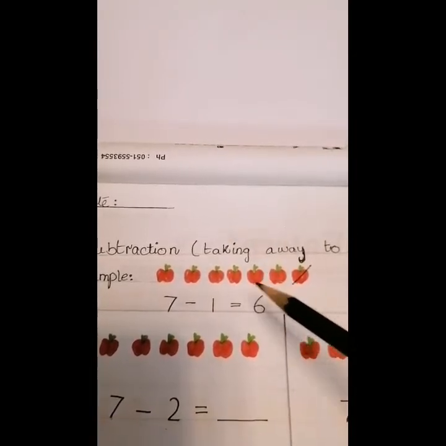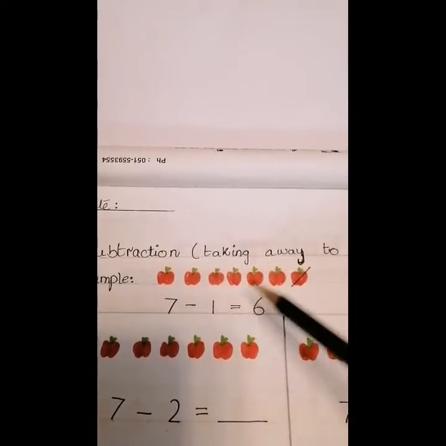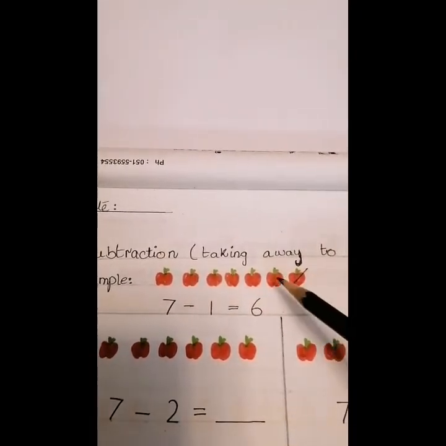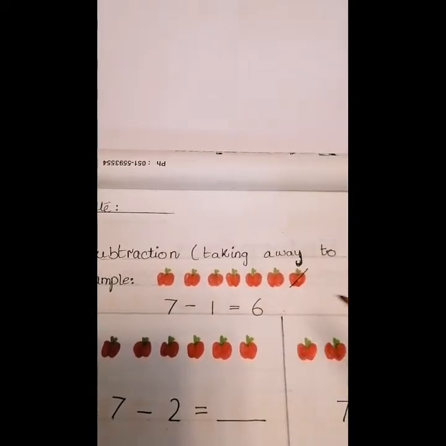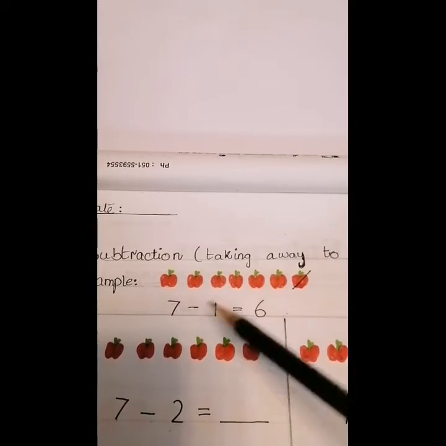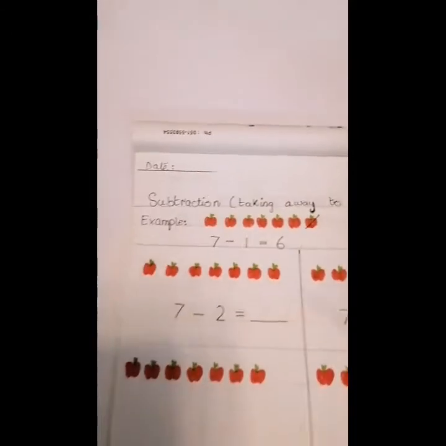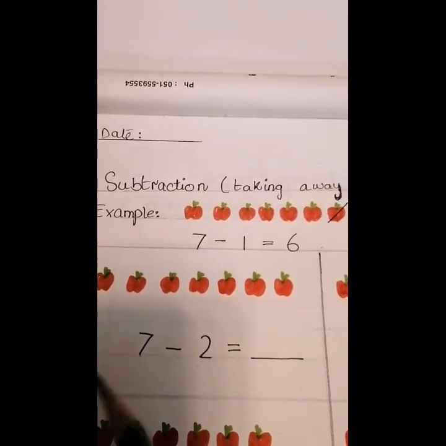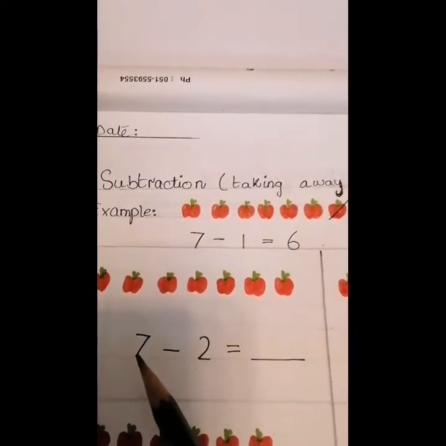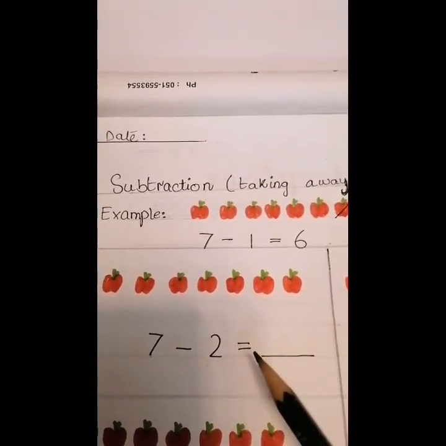So, I had 7 apples. When I take away 1 apple from 7 apples, I am left with 6 apples. The answer is 6. 7 minus 1 is equal 6. Let's solve this sum now. First of all, we have to read the sum. 7 minus 2 is equal.